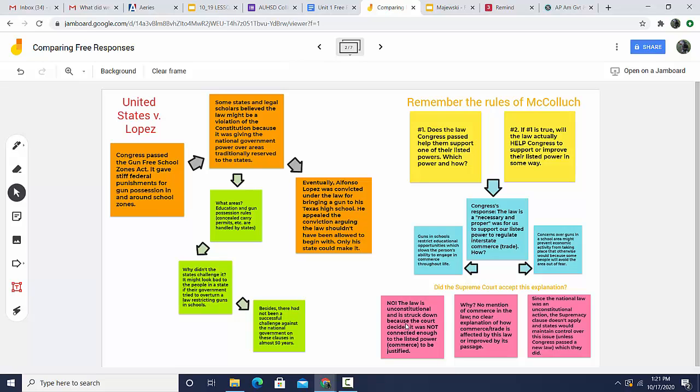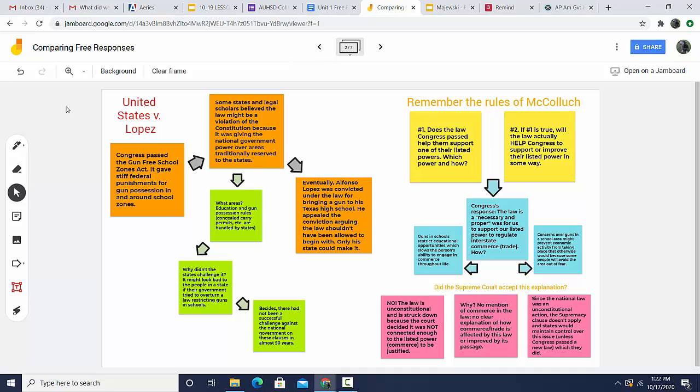Well, this ruling is pretty significant because the court finally rules no. The law is unconstitutional, and it was struck down because the court decided it was not connected enough to the listed power, which was commerce, to be justified. And what was the reasoning of the court? Well, there was no mention of commerce in the law. There was no clear explanation of how commerce or trade was affected by this law or improved by its passage. And that meant, since the national law was unconstitutional, right, the Supremacy Clause didn't apply, and states could maintain control over this issue unless Congress passed a new law, which was ruled constitutional, which, by the way, is what they did. All right?